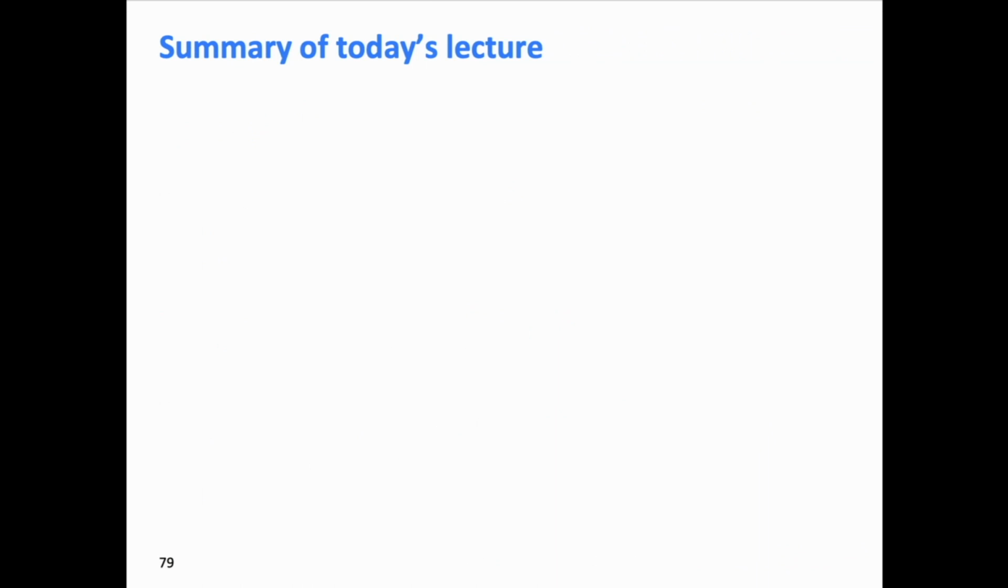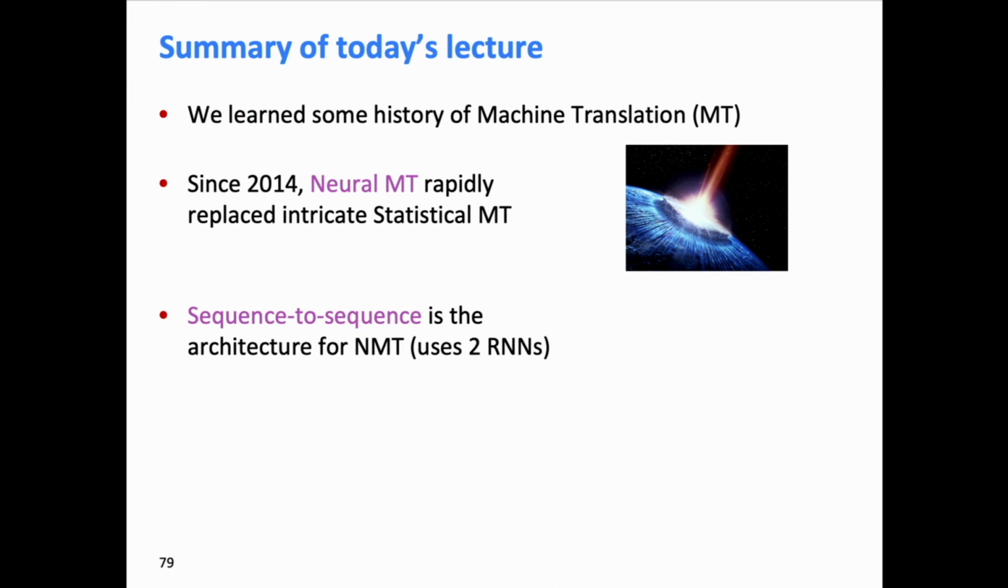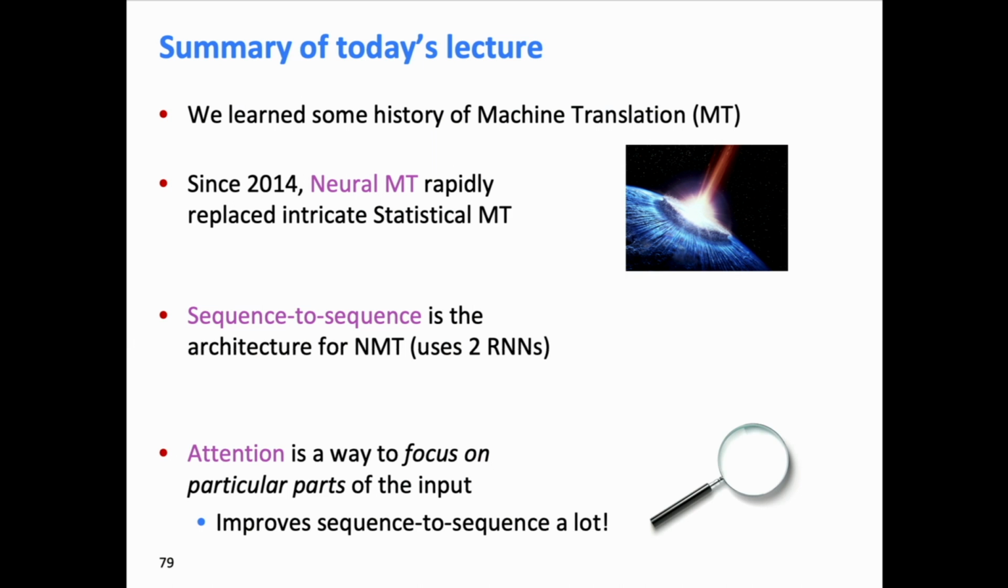Okay, so here's a summary of today. It really is the last slide. So we learned about the history of MT. We learned about how in 2014, neural MT revolutionized MT. We learned about how sequence-to-sequence is the right architecture for NMT, and it uses two RNNs. And lastly, we learned about how attention is a way to focus on particular parts of the input.